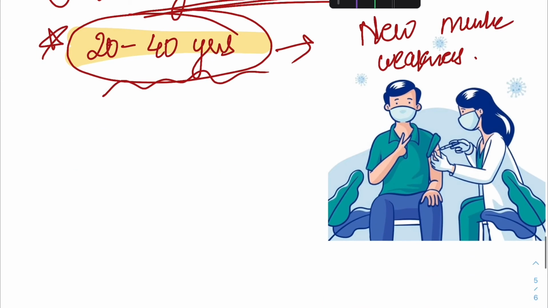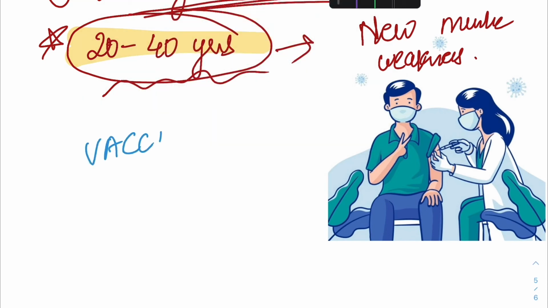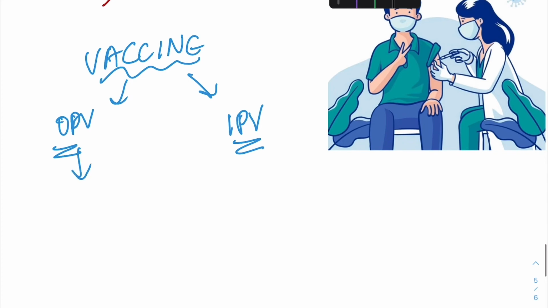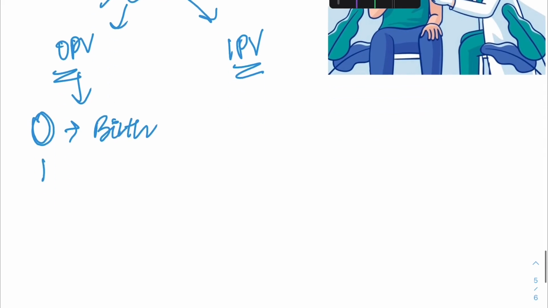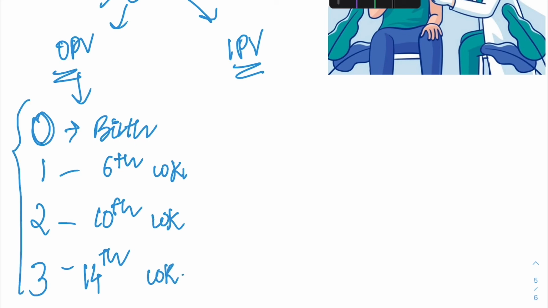The next thing is, I just want to tell you about the vaccines. We have two types of vaccines. One is the oral polio vaccine and one is the injectable polio vaccine. For the oral polio vaccine, dose 0 is given right at birth. And there are another 3 doses, dose 1, 2, 3. Dose 1 is given at the 6th week of age, the second dose is given at the 10th week, and the third dose is given at the 14th week of age. So you have a total of 4 doses of the oral polio vaccine.